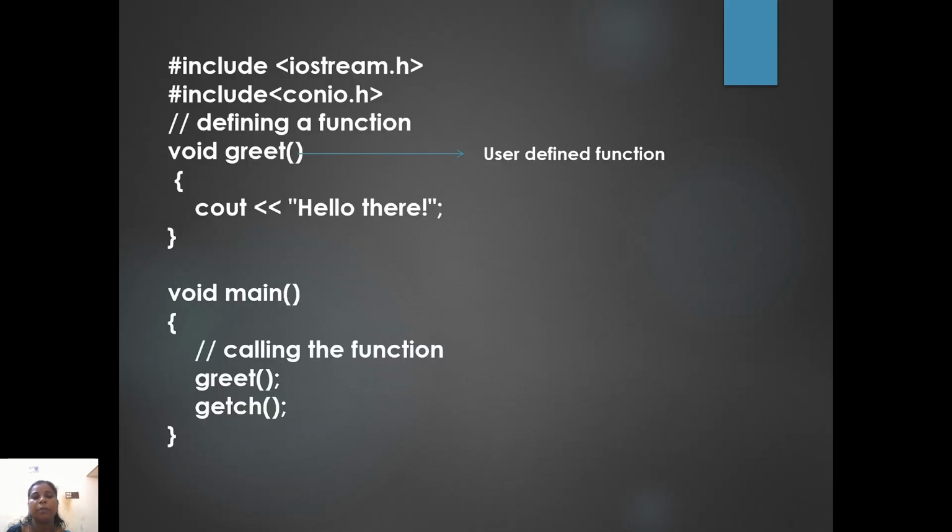In this example, I have created a function named greet. In the greet method, I have used an output statement to display hello there.